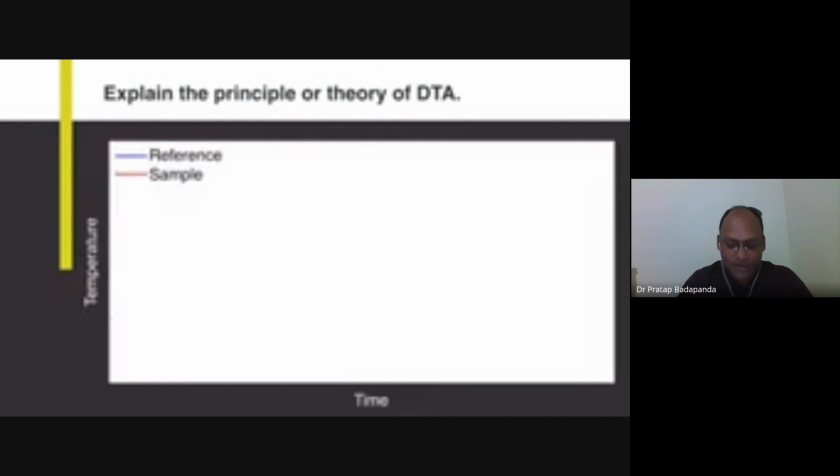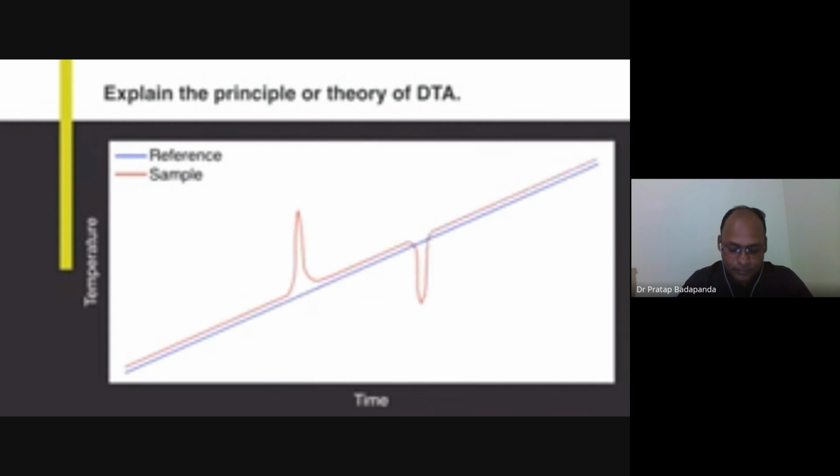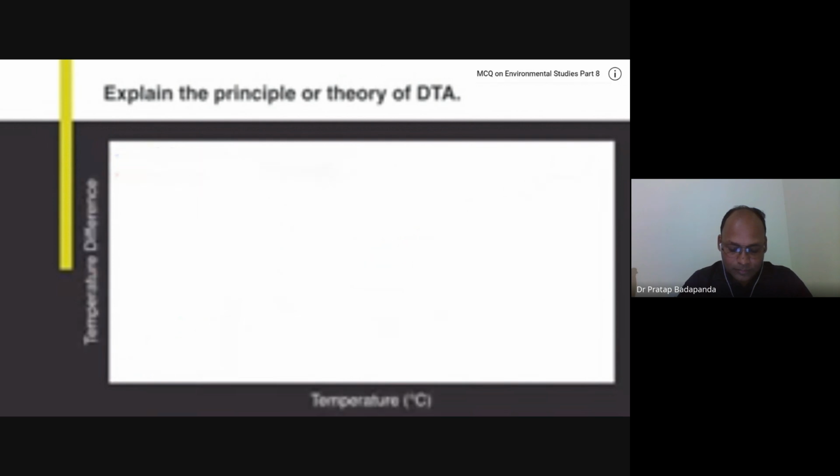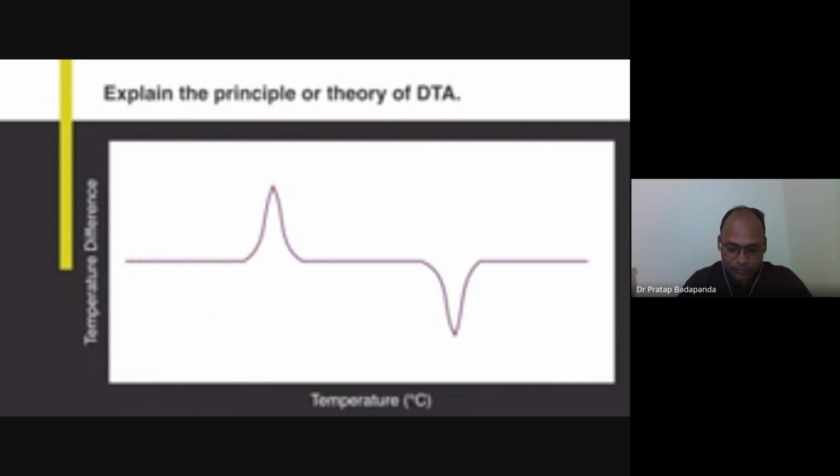If we plot a graph of temperature and time, the temperature of the reference will show a linear increase, while the temperature of the test sample will show a hump for the exothermic reaction and a decrease for the endothermic reactions. And if we plot a graph of difference of temperature versus temperature of the reference, the graph obtained is in the form of peaks. For endothermic, the peak will be in the downward direction, and for exothermic, the peak is upward.